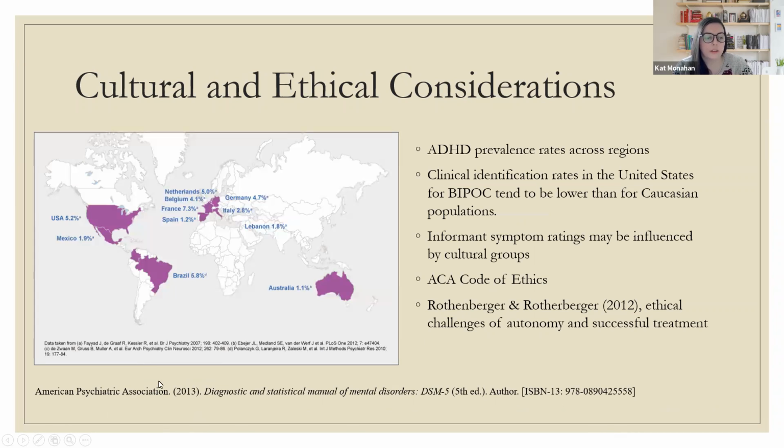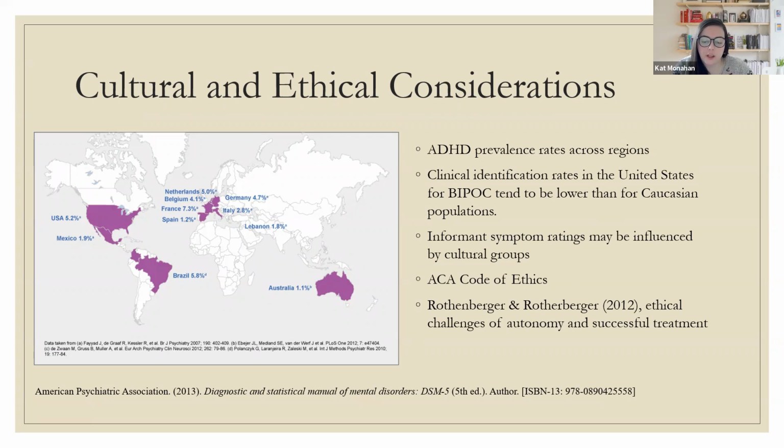Some cultural and ethical considerations. So the prevalence rates across regions appear to be attributable mainly to different diagnostic and methodical practices. There also may be cultural variation in the attitudes toward interpretations of children's behavior as well. So different cultures believe children behave in different ways. So everybody might look at these behaviors differently.